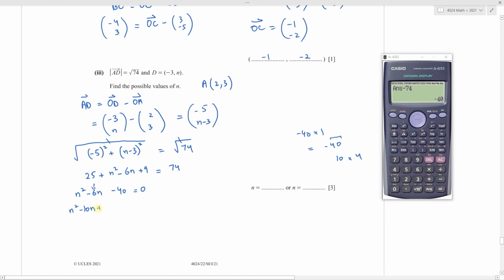Minus 10n plus 4n gives me minus 6n, and then minus 40 equals 0. So n into (n minus 10) plus 4 into (n minus 10) equals 0. So this gives me (n minus 10) multiplied by (n plus 4) equals 0. So n equals 10 or n equals minus 4. So these are the two possible values of n, 10 and minus 4.